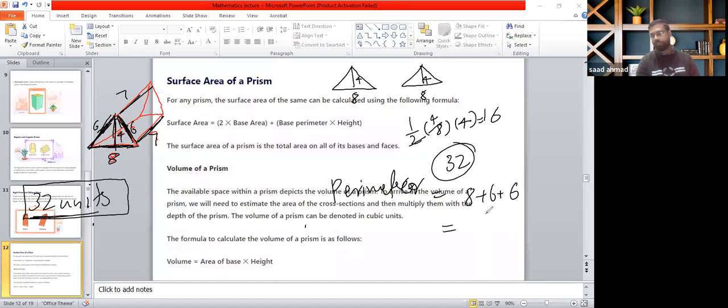Then it will be 20. So the perimeter for this one, this side is 20. You find the perimeter: base perimeter times the height. Height, we consider this length, this 7, as the height. You can say it's length or you can say it's height. It does not matter. But it's the distance from one base to the other base, like that.